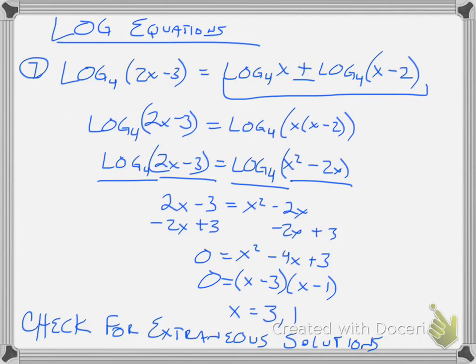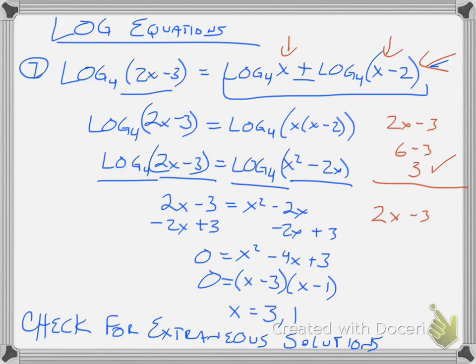And in order to do that, basically all you're doing is plugging it back into any of the logs. So when I plug 3 into the first log, I'm going to get 6 minus 3, and that's positive, so that's okay. When I plug it into the second log, log base 4 of x, it's log base 4 of 3, that's okay. And when I plug it into the third log, the x minus 2, that would be okay as well. So the 3 is good.